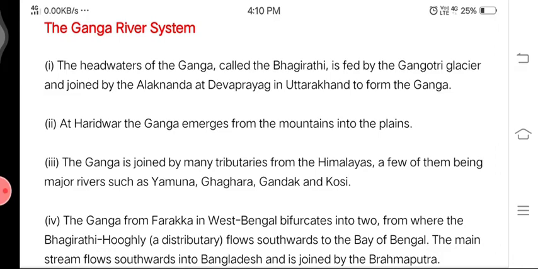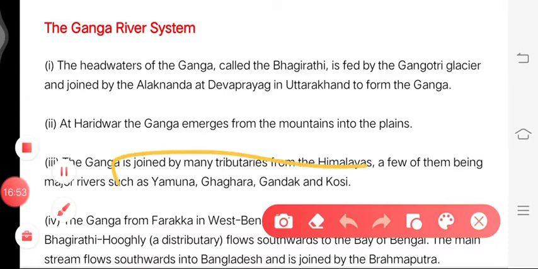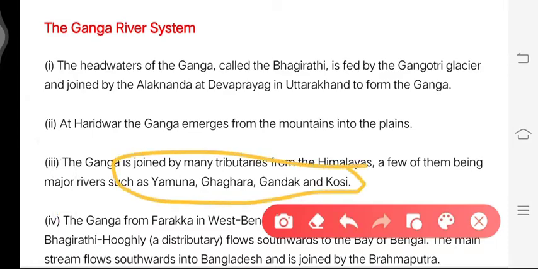Second point, at Haridwar, the Ganga emerges from the mountains into the plain. The Ganga is joined by many tributaries from the Himalayas, a few of them being major rivers such as Yamuna, Ghaggar, Gandhak, and Kosi. These are some of the major tributaries which join the Ganga from the Himalayas.